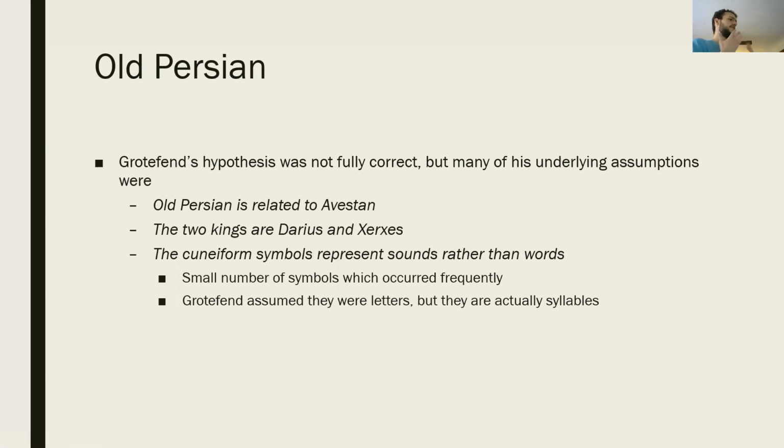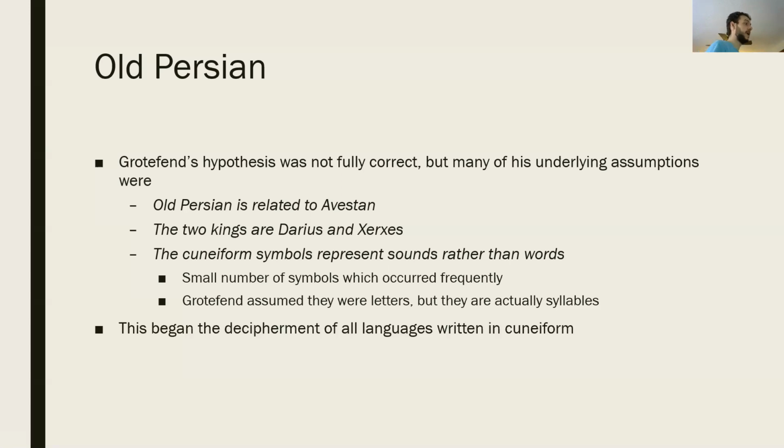Now, Grotefend assumed that these were letters, but in fact we actually know now that they are syllables and that Old Persian was a syllabary. And this kind of finding happened later, once the analysis of cuneiform was more complete and once more evidence was brought from other archaeological findings.